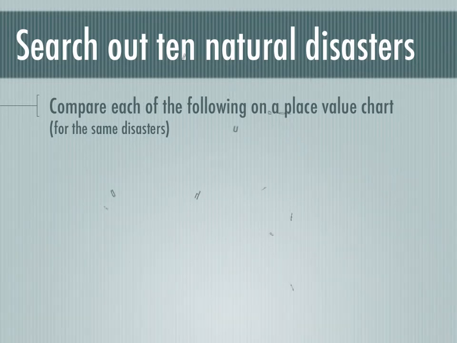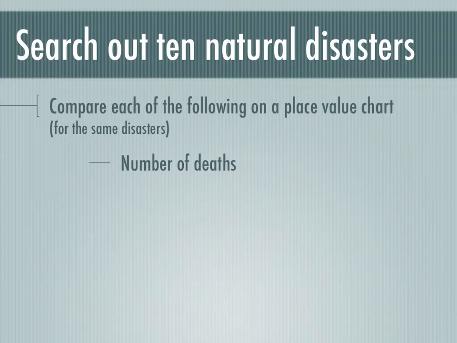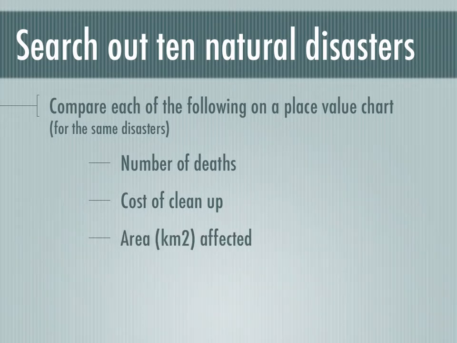For example, if I look up 10 different disasters, I want to put the number of deaths for each of those 10 onto a place value chart. Have a look. Which one had the most? Which one had the fewest? Were they close together? Create a second place value chart and look for the cost of cleanup for those natural disasters. And do a third for the area, preferably in kilometers square, affected.